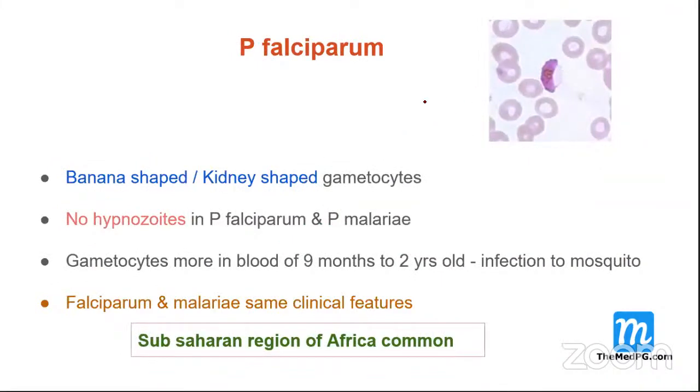Next. Look at this particular peripheral blood smear. What can you see over here, students? A kidney shaped or half moon shaped structure, right? Can you appreciate this, all of you? Yes, ma'am. So what does it mean? It is nothing but the gametocyte. It is the sexual form of Plasmodium falciparum. So kidney shaped or crescent shaped structures are the pathognomonic feature of Plasmodium falciparum, that is banana shaped or kidney shaped.